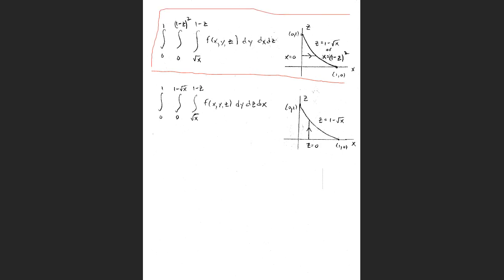So there's y equals square root of x, y equals 1 minus z. And then if you're doing dx dz, dx here is horizontal, dz is vertical.